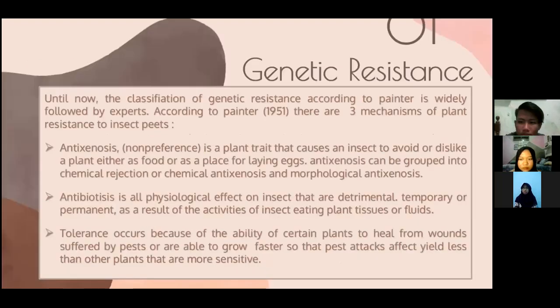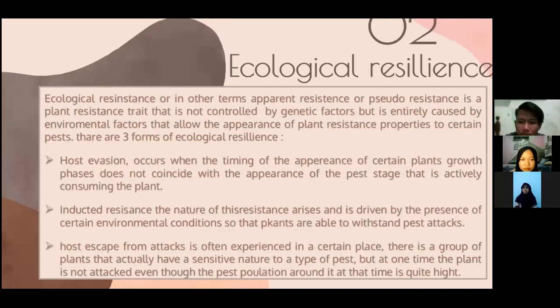One, genetic resistance. Until now, the classification of genetic resistance according to Painter is widely followed by experts. According to Painter, 1951, there are three mechanisms of plant resistance to insect pests. Antixenosis or non-preference is a plant trait that causes an insect to avoid or dislike a plant either as food or as a place for laying eggs.